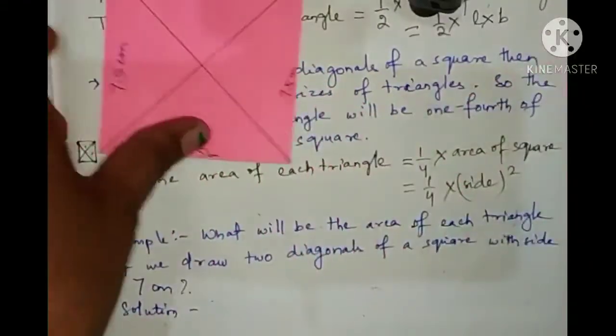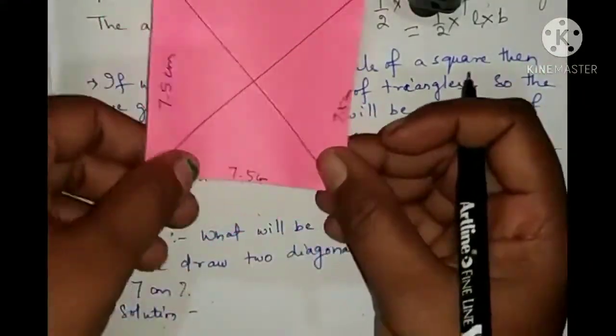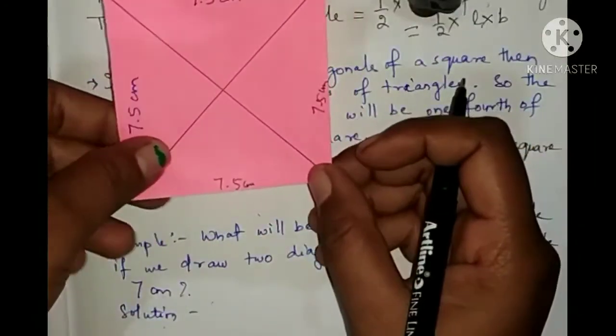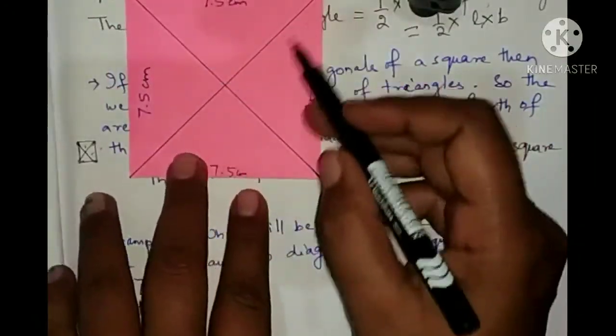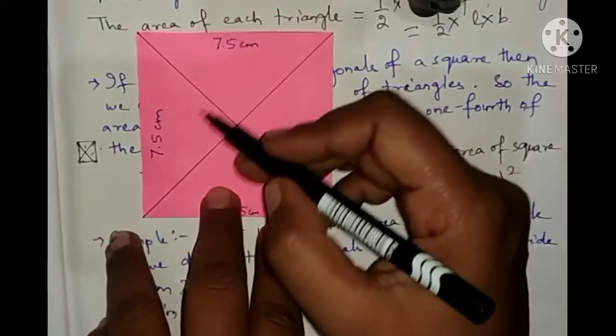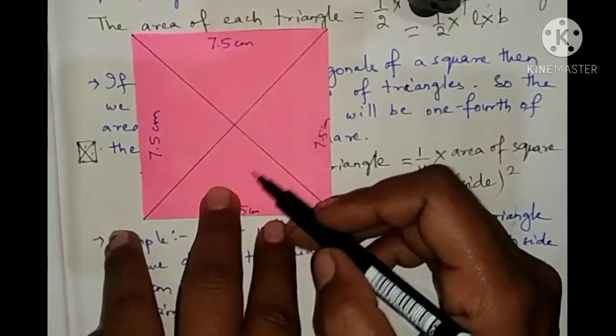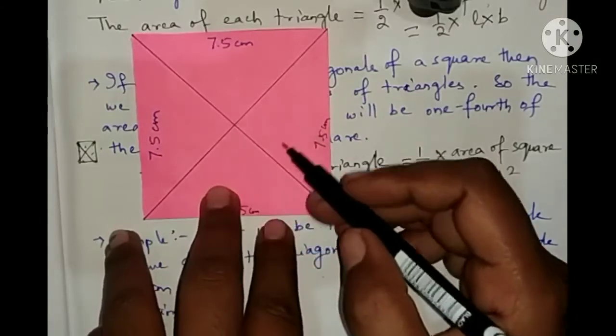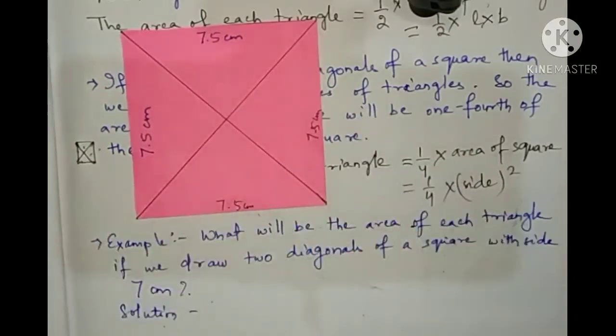Next we will see this square. Here we have divided the square by two diagonals, and what did we get? We got four triangles, and we'll cut those four triangles. We'll see if they are equal in area or not.